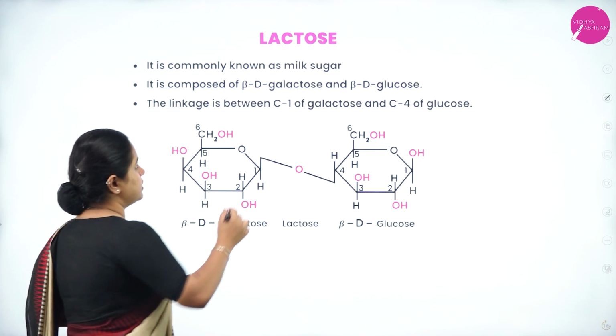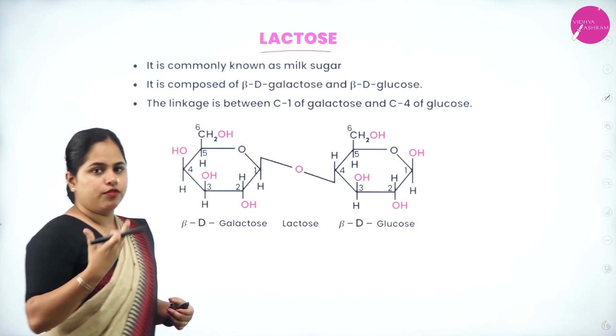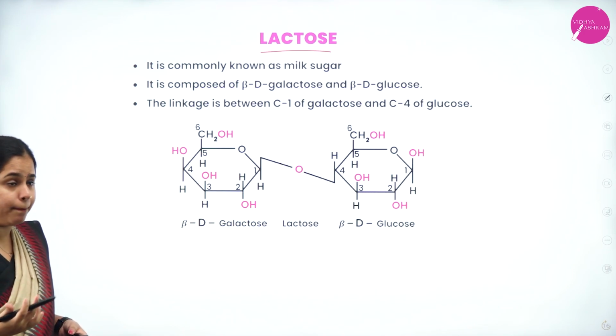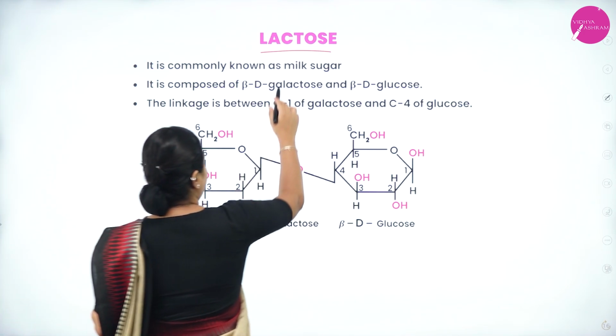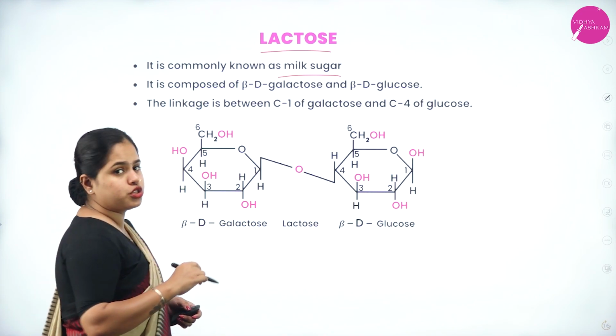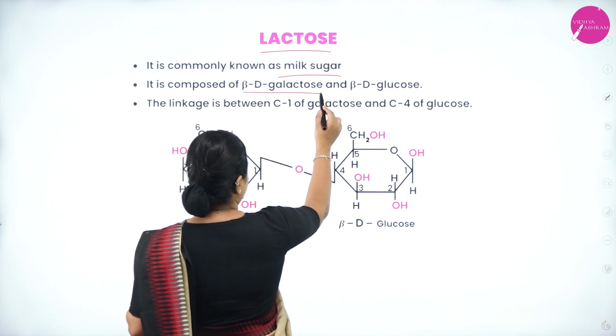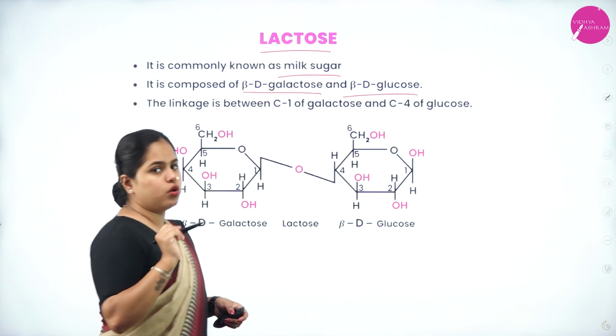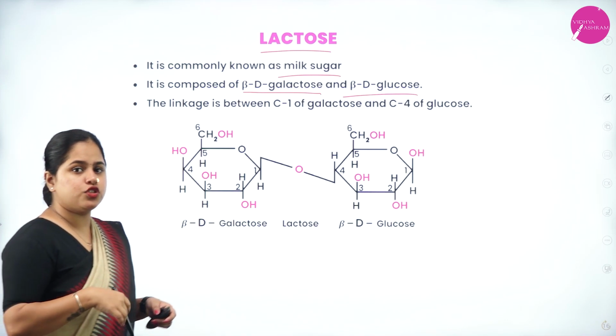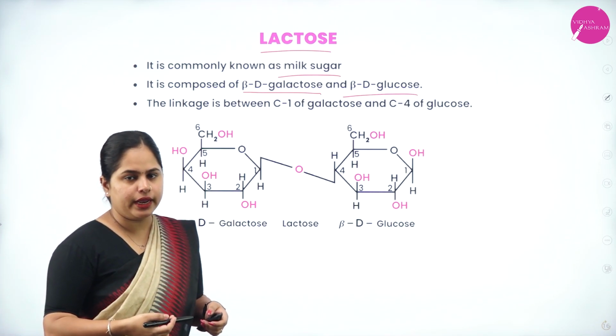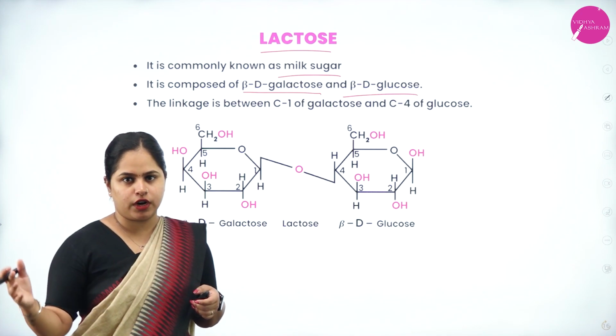Moving on to the next one, that is lactose. This will be familiar to you. It is present in milk, right? So it is commonly known as milk sugar, and it is composed of beta D galactose and beta D glucose. Lactose on hydrolysis gives you galactose and glucose. Clear? Sucrose gives you glucose and fructose.